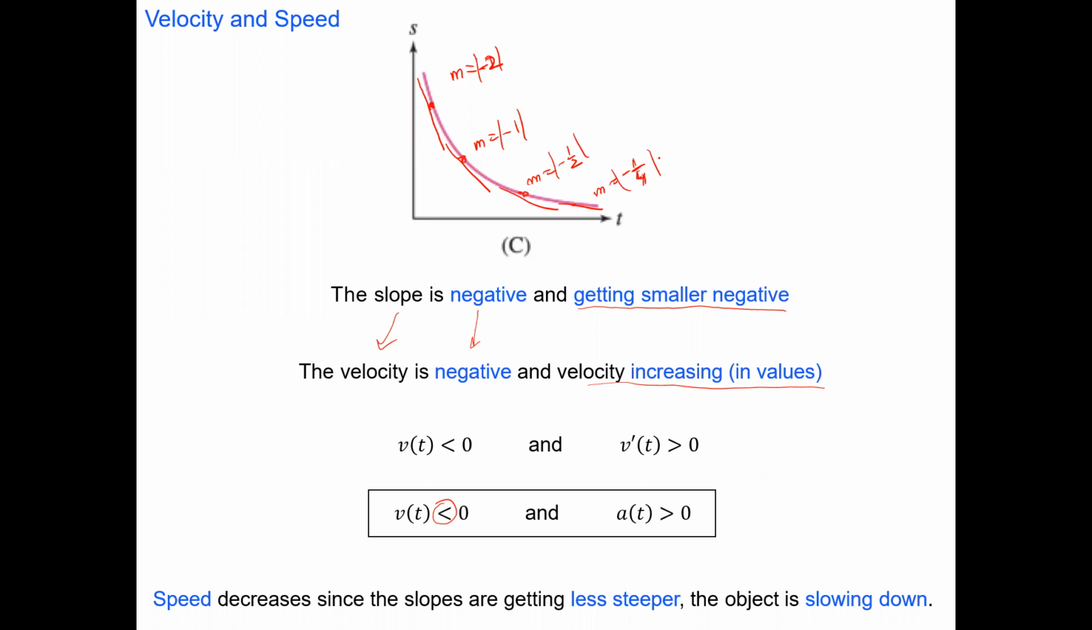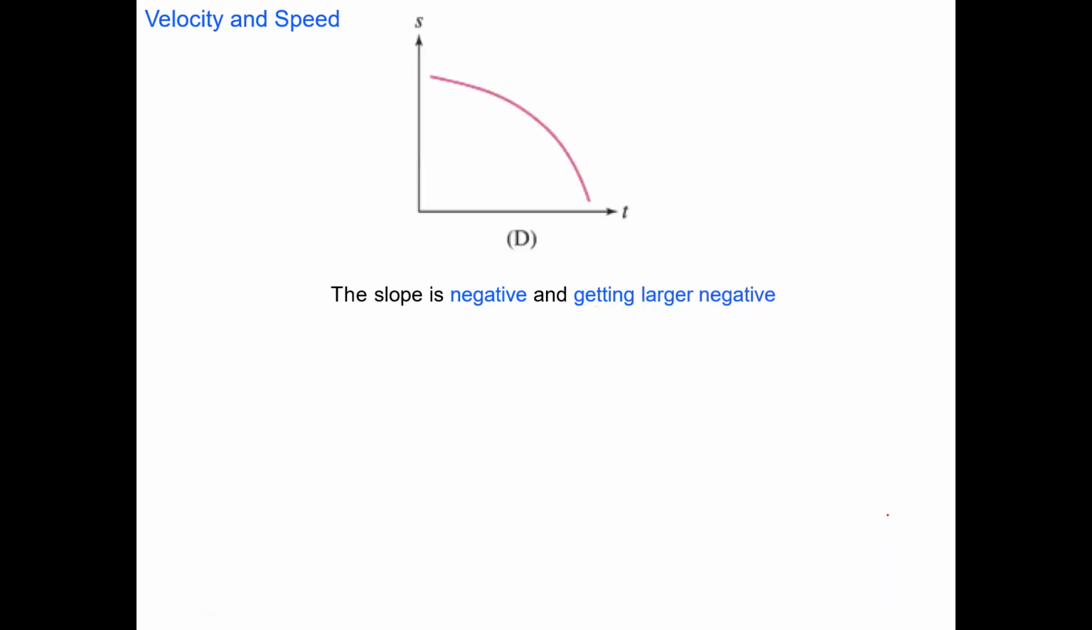Speed is decreasing, or graphically we can look at the steepness of the line. Not exactly the values, but steepness of the line will tell us that the slopes are getting less steep. Then speed is decreasing, the object is slowing down. And we may notice both of them, velocity and acceleration, they have opposite signs. Then it is slowing down. And we have one more, D.